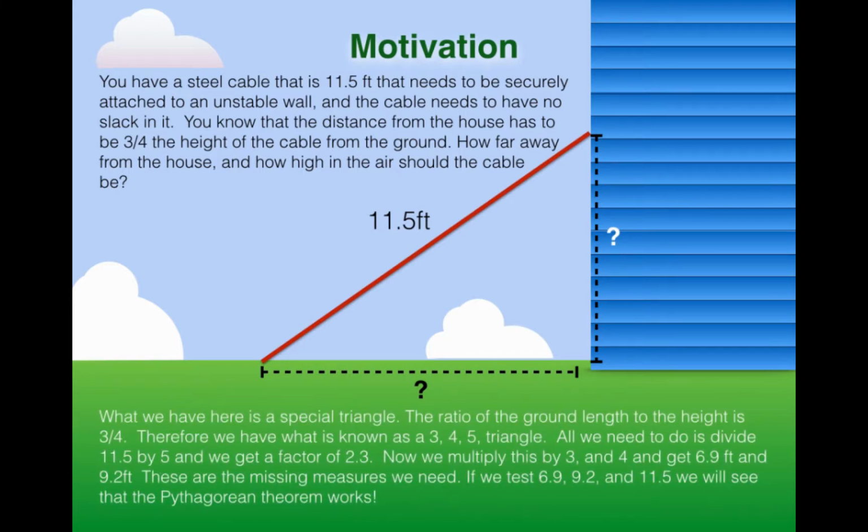What we have here is a special right triangle. The ratio of the ground length to the height is 3/4. Therefore, we know what we have is a 3, 4, 5 triangle. That's in today's lesson. All we need to do is divide 11.5 by 5, and we're going to get a factor of 2.3. To get the other sides, we only need to multiply 3 and 4 by 2.3, and we're going to get 6.9 feet and 9.2 feet. Those are the missing measures that we need. If we test 6.9, 9.2, and 11.5, we will see that the Pythagorean theorem still works.